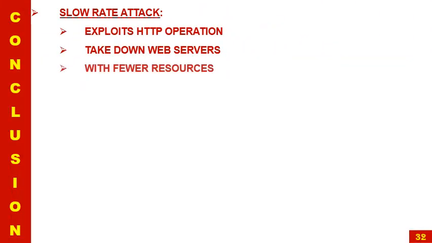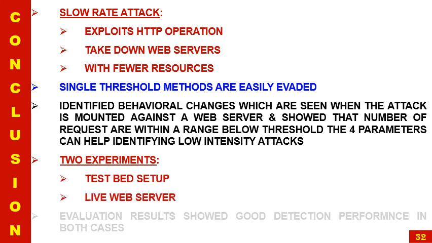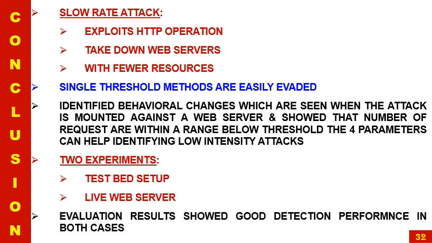With this, I come to the conclusion. Slow rate attack exploits the HTTP operation. It takes down web servers with very few resources. That is why it is very popular with the attackers. Since single threshold methods are easy to evade, we have come up with a threshold of 4 parameters and the combination of 4 parameters, which will help identify if the attack is working below a particular threshold.